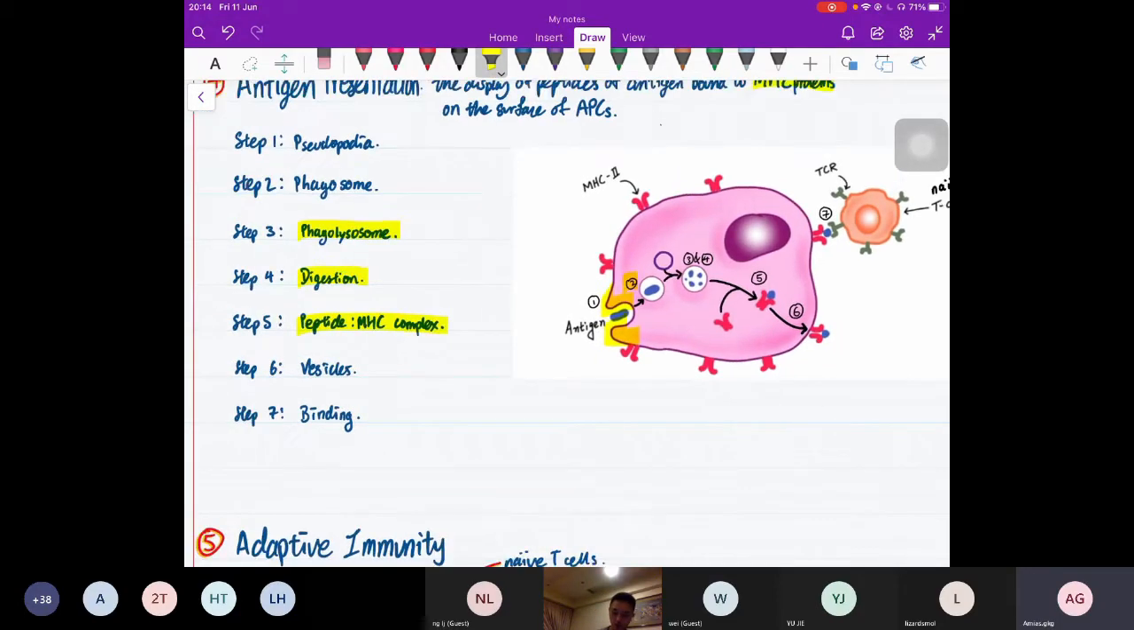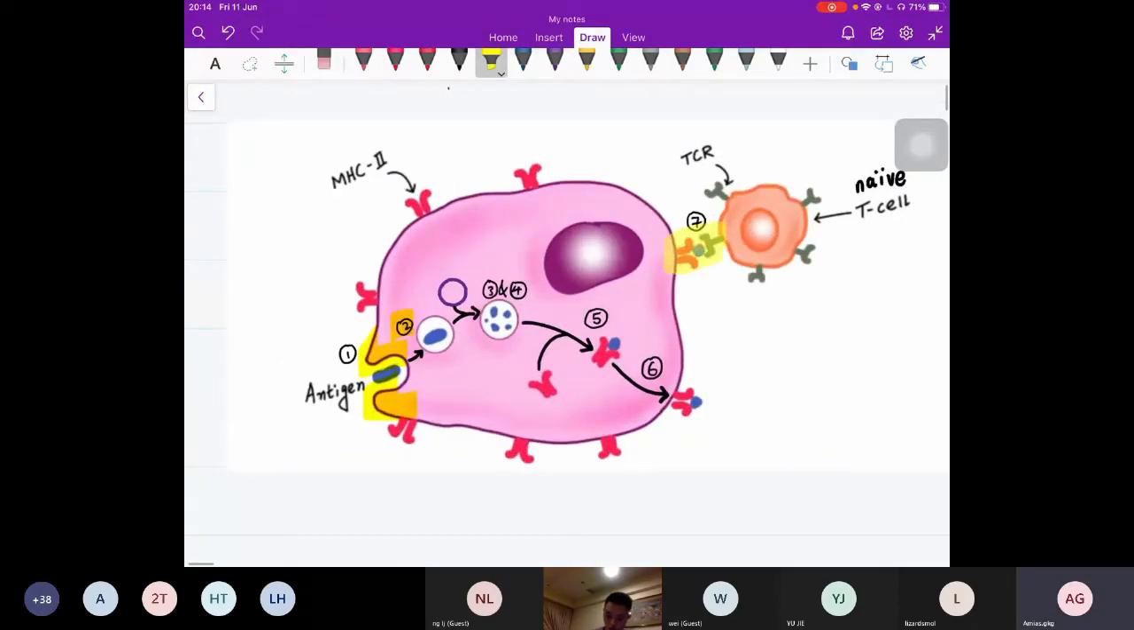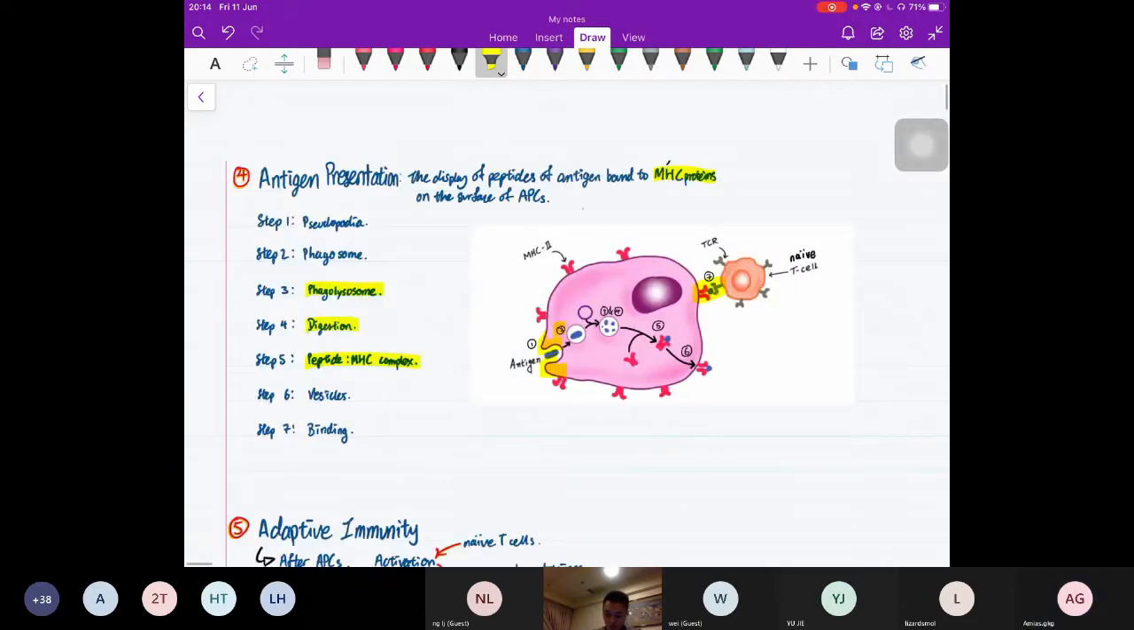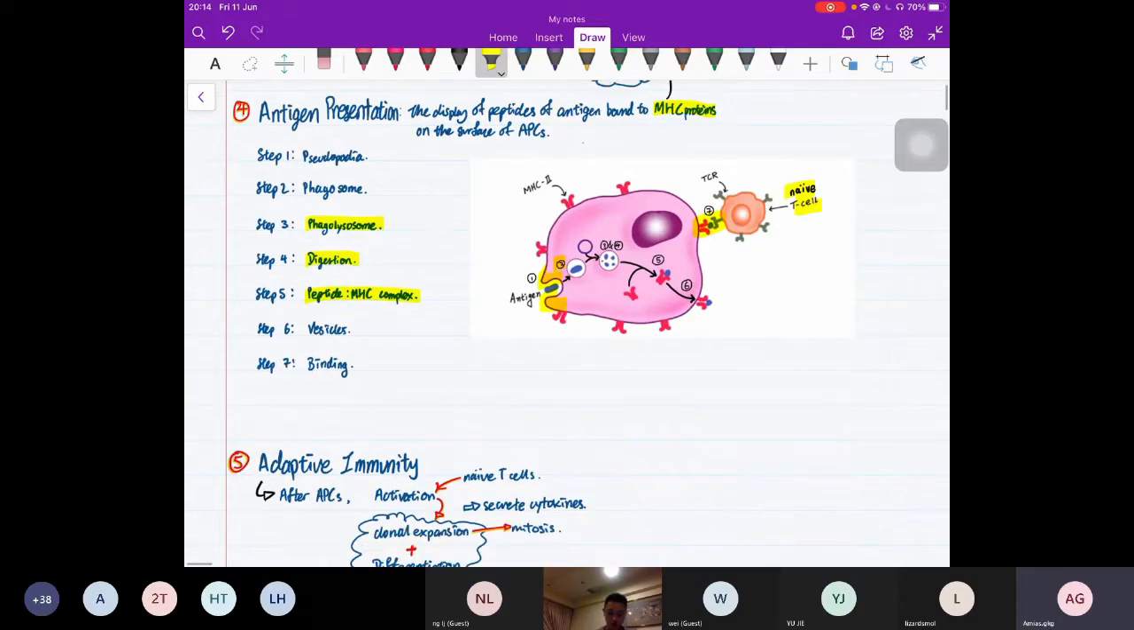And then lastly, you have your binding of your peptide MHC complex to the specific T cell receptor on your naive T cell. And this is a naive T cell. You have to use the word naive to show that it has not encountered the antigen before, so that you can differentiate between your naive T cells and later on your effector T cells.